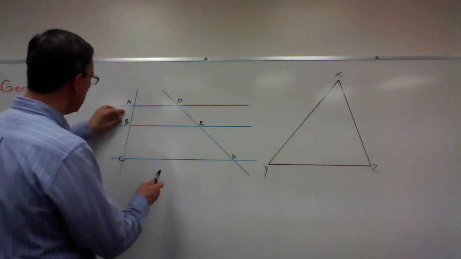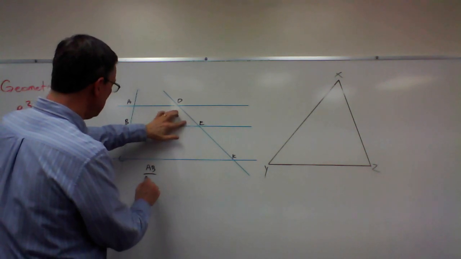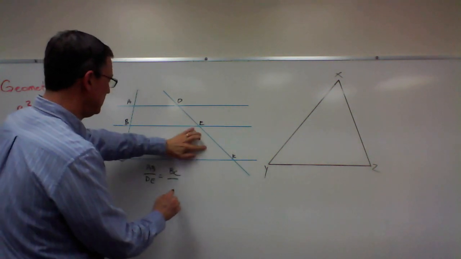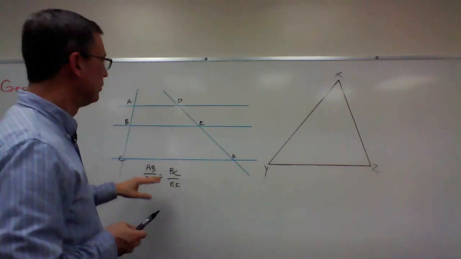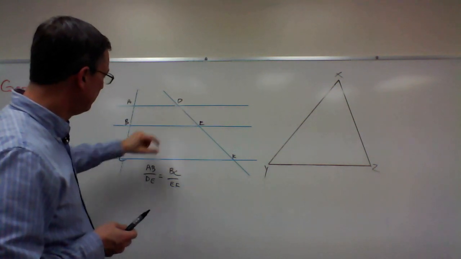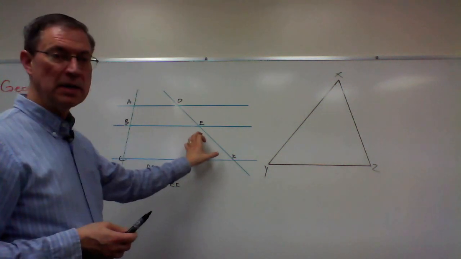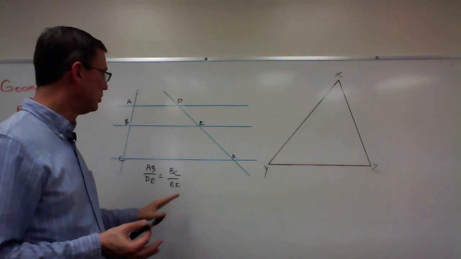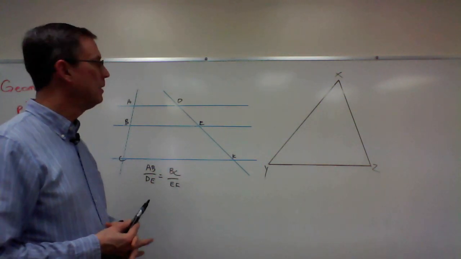We could say AB is to DE as BC is to EF. So again, they're not equal to each other, that's not what we're saying, but the relationship between AB and DE is the same as the relationship between BC and EF. And so if we knew any three of these four as measured numbers, then we could cross multiply, divide, and you would have the missing number, okay?